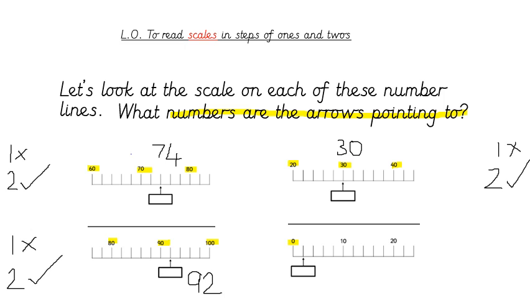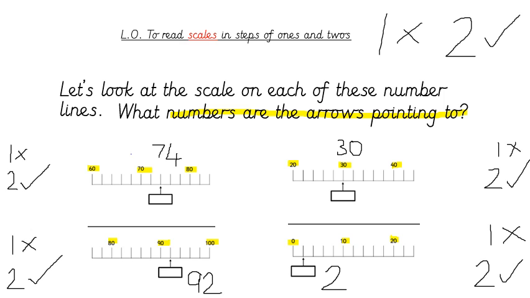So here's 0, here's 10, and here's 20. So let's see if we can go with ones first of all. Let's count in ones. So 0, 1, 2, 3, 4, 5. That is not 5, so it's not 1. Let's try twos. 0, 2, 4, 6, 8, 10. So it does go up in twos, which means this one is 0, 2. Okay? So always start at 1. If it isn't 1, then try 2. And then it might be 2. Okay?